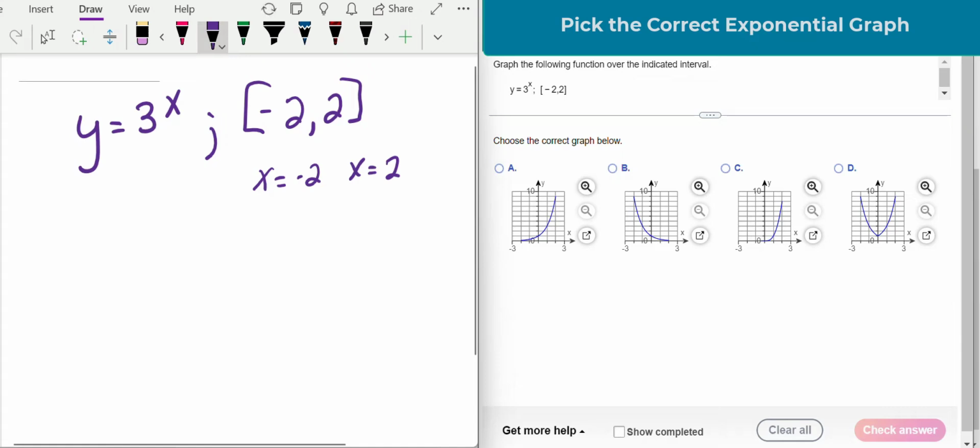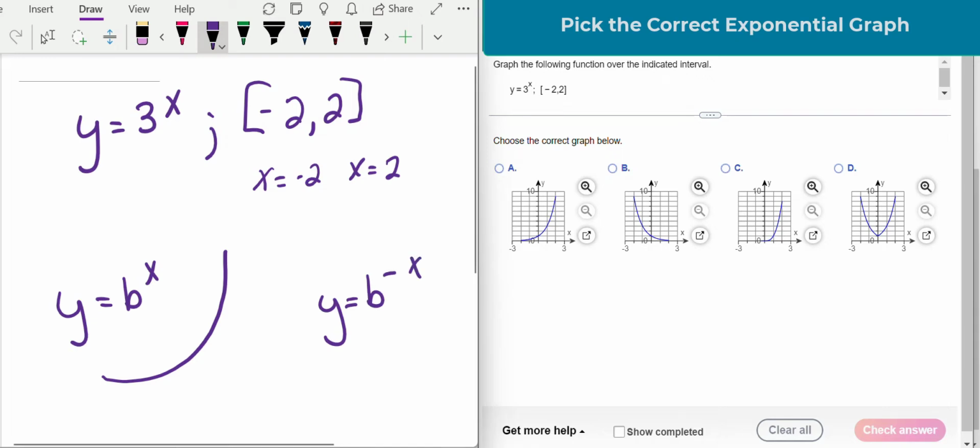What we need to remember is that y equals b to the x, when we graph it, is going to look like this. If we have y equals b to the negative x, that picture is going to look like this. So let's look at what we have. The first one could be, because it's to the right. It can't be b, because that would be b to the negative x. It could be c, it's going up, that's a possibility, but it can't be d either, because this is a parabola. So we think it's either a or c.